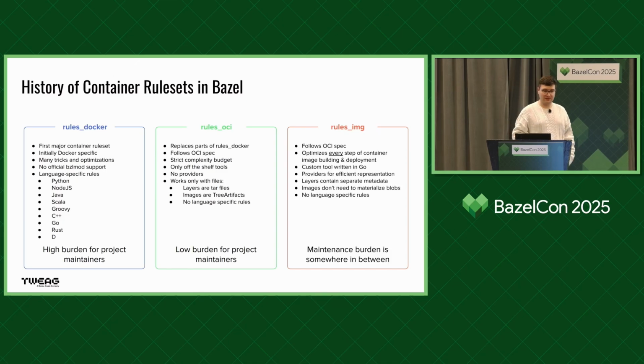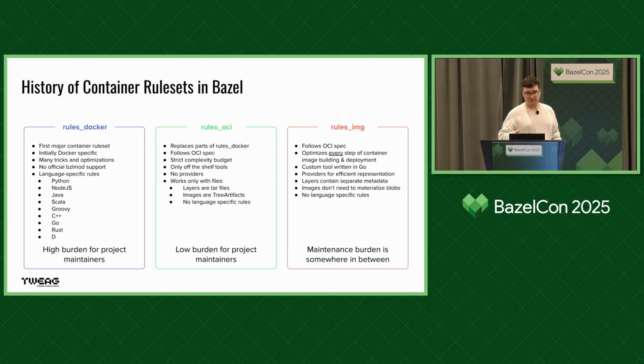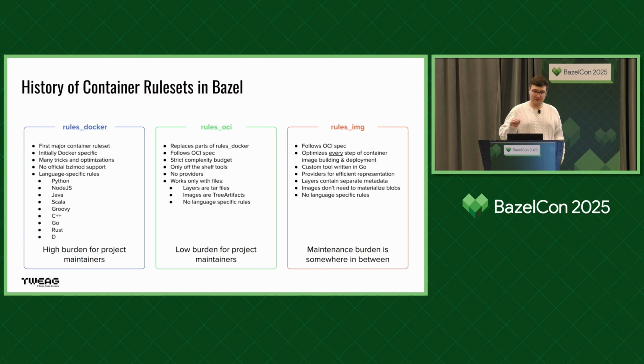And then rules IMG is somewhere in the middle. We follow the OCI spec. We try to optimize every step of the process of building a container image and deploying it to a registry. We do have custom tools written in Go. We do use providers to represent an image in the most efficient way possible. A layer is not just a single file, but it's actually a tar file and also a separate file containing metadata about the layer that we can use separately.